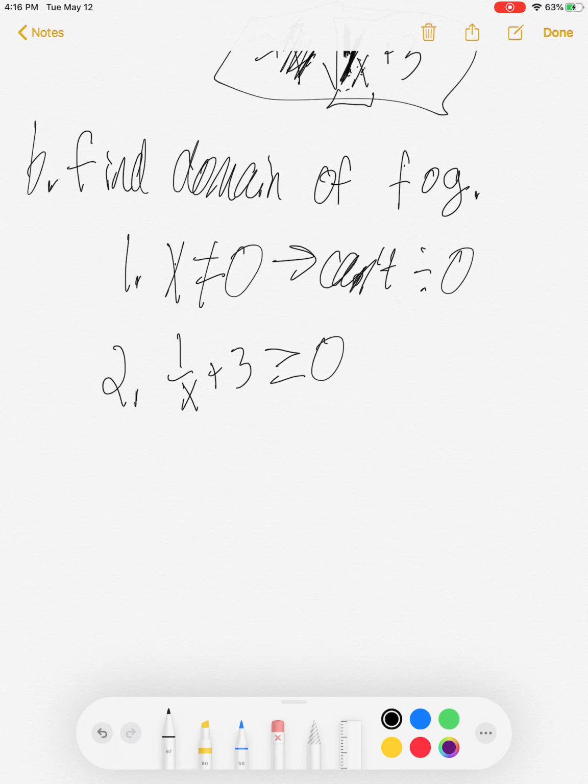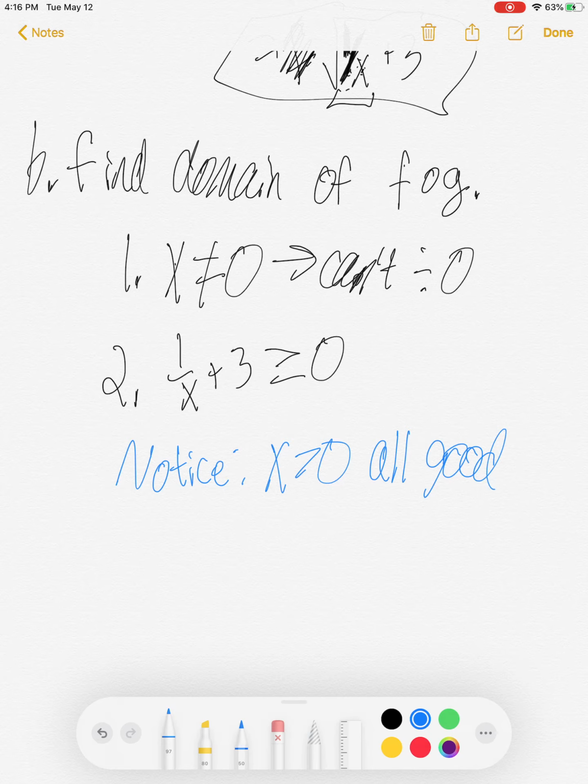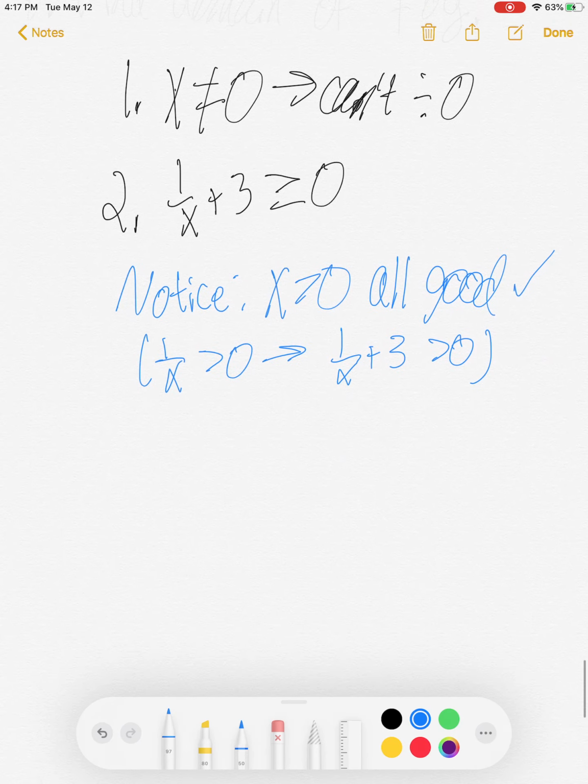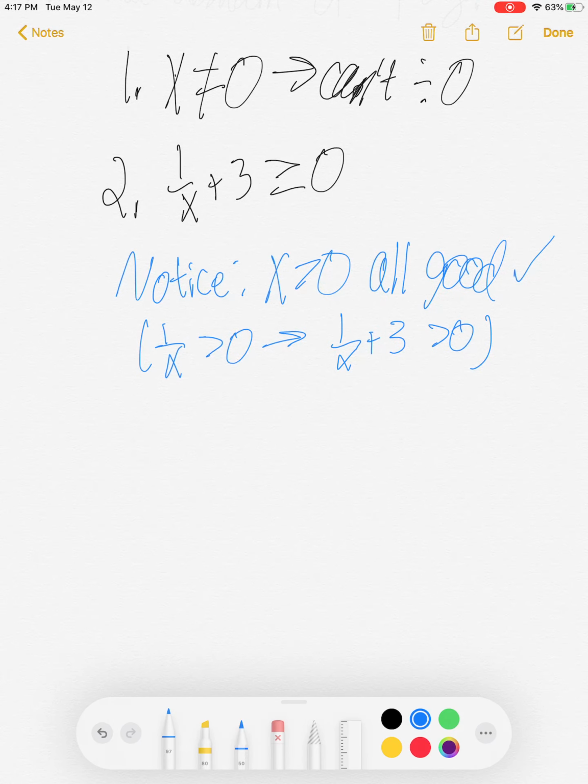Now let's try and figure out what this means. Well, first of all, notice x greater than 0 is always going to work. All good, right? Because if that is true, then 1 over x is greater than 0, which means that 1 over x plus 3 is certainly greater than 0. So that's why this is always going to work for x greater than 0.